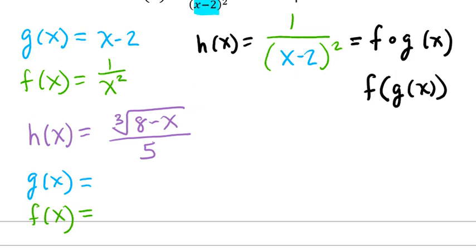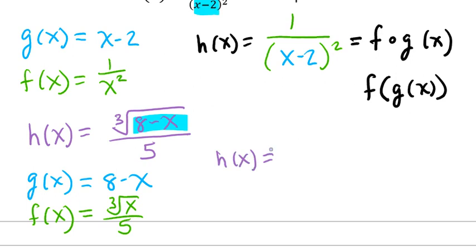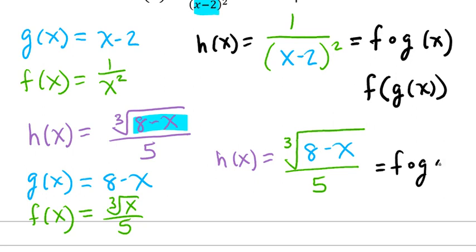Did you say 8 minus x? Because if you did, you're right. 8 minus x makes a great inner function, which would make our outer function the cubed root of x over 5. And so we would see that as h of x equals the cubed root of 8 minus x over 5, or our f of g of x.